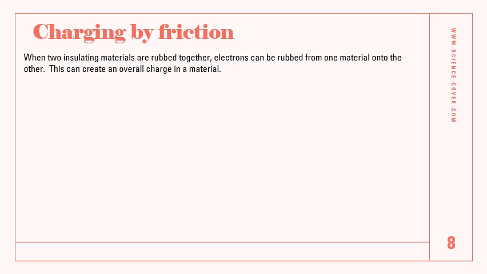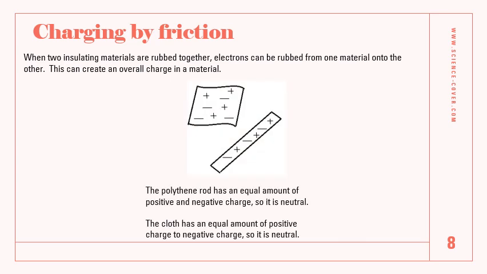When two insulating materials are rubbed together, electrons can be rubbed from one material onto the other. This can create an overall charge in the material. So if we imagine a rod and a cloth that are both neutrally charged, this means they have the same amount of positive charge and negative charge. We'll represent this in the diagram by having an equal number of positive symbols and negative symbols on the cloth and the rod.